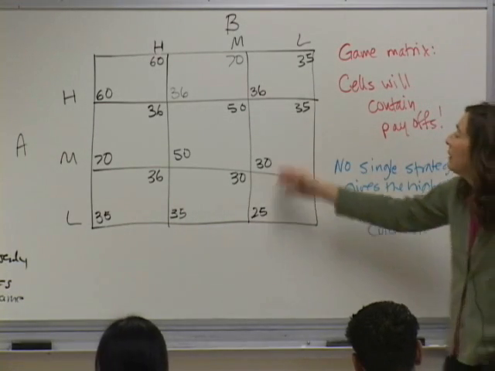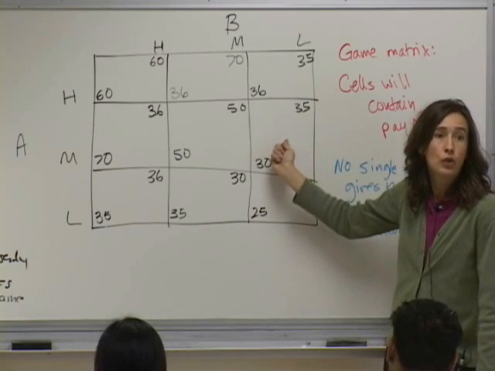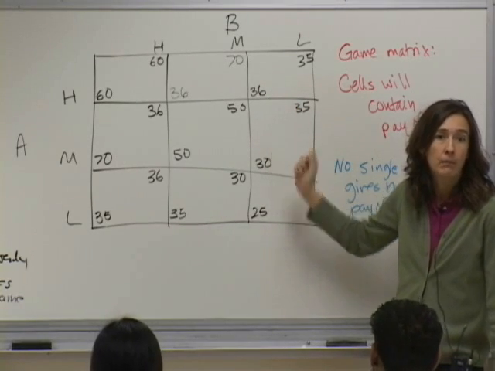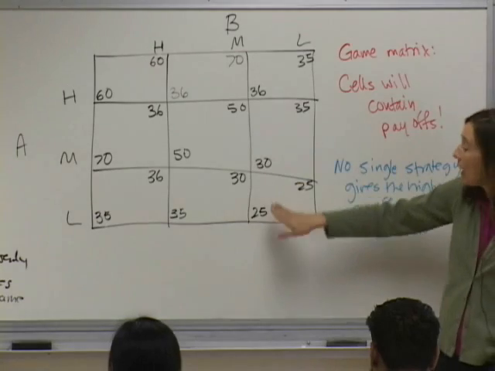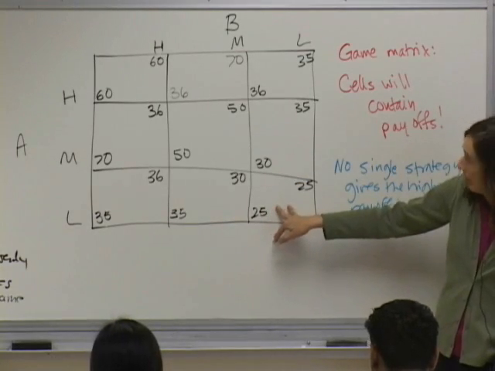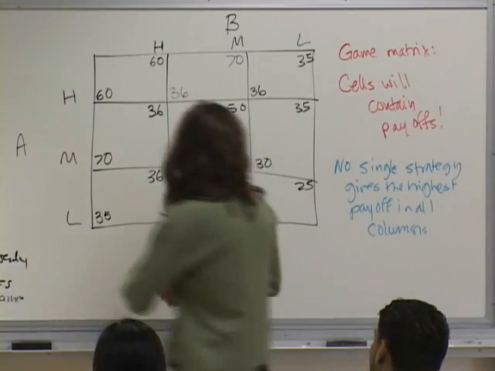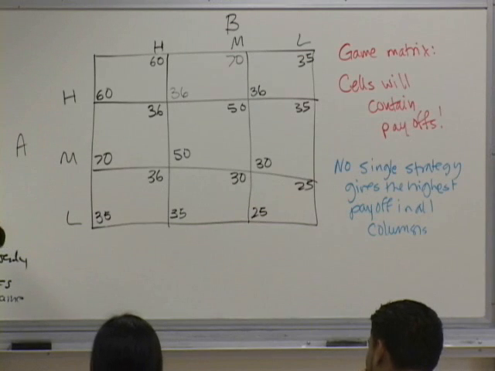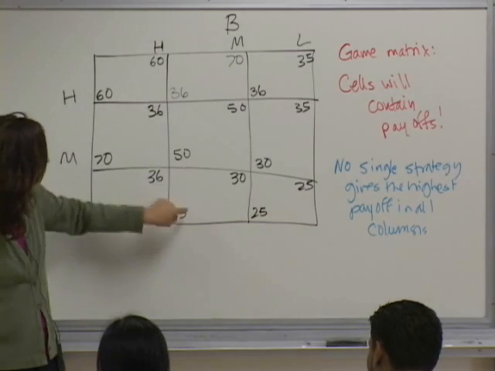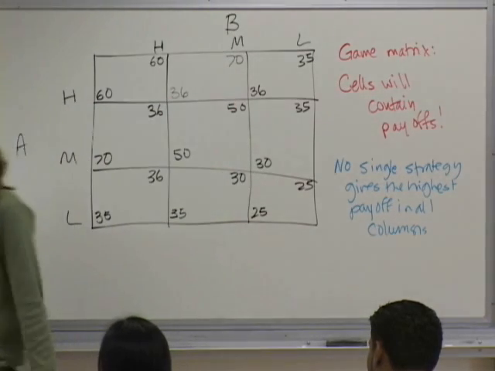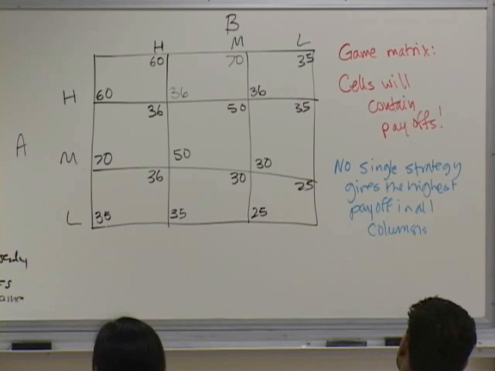But medium is sometimes a worse choice than high. So medium dominates low, and so does high. High also always gives a higher payoff than low.